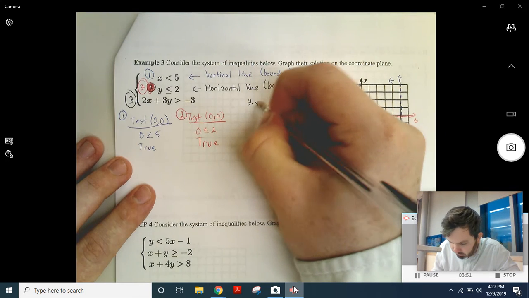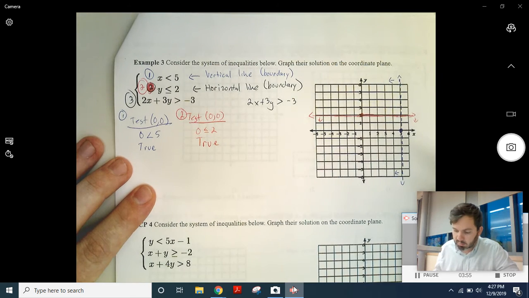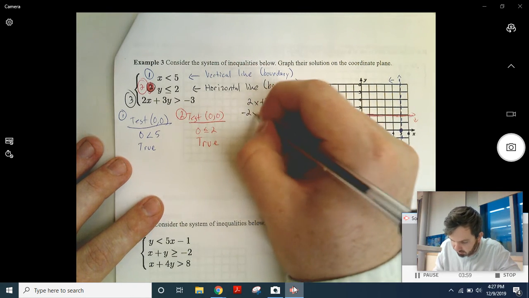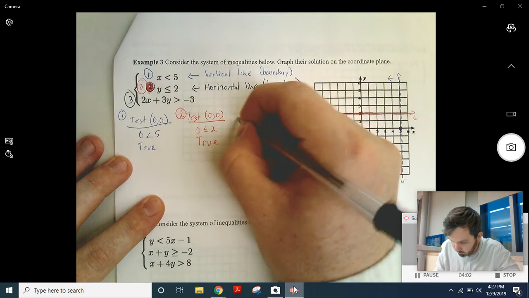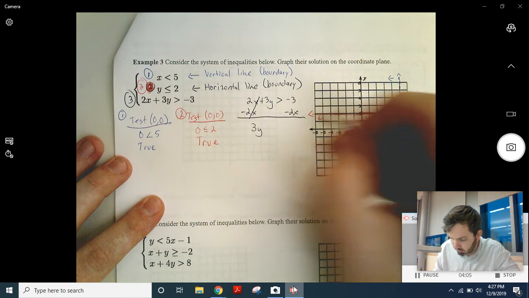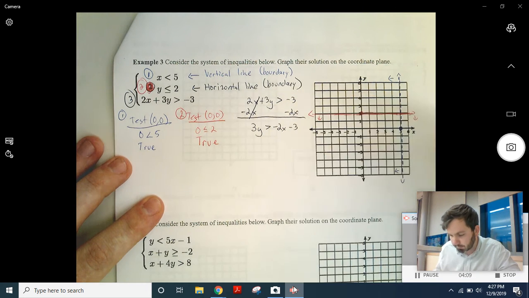So 2x plus 3y is greater than negative 3. So we need to solve for y. Let's start by moving the 2x to the other side. We'll subtract 2x on both sides. When we subtract 2x on both sides, these cancel. We're going to get 3y is greater than negative 2x minus 3.